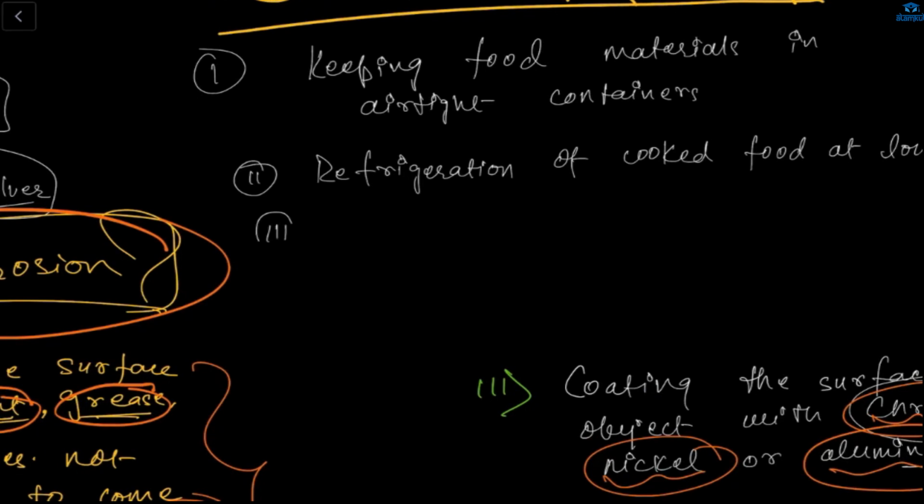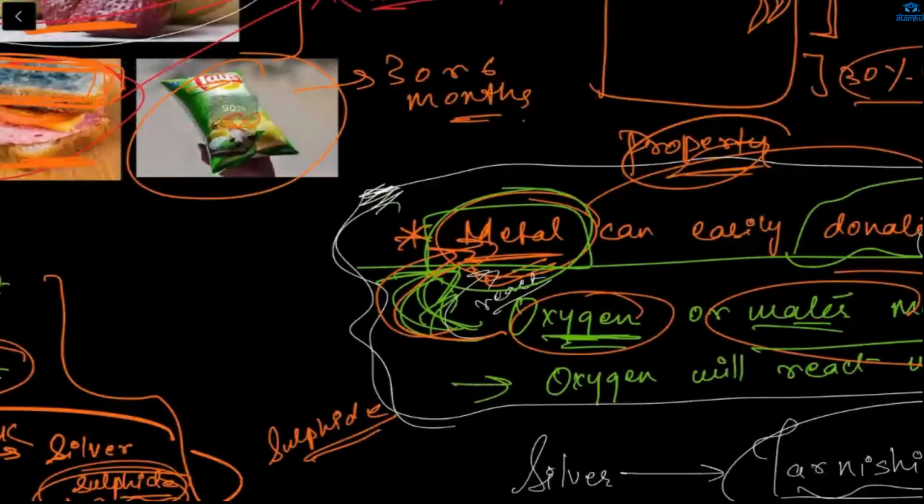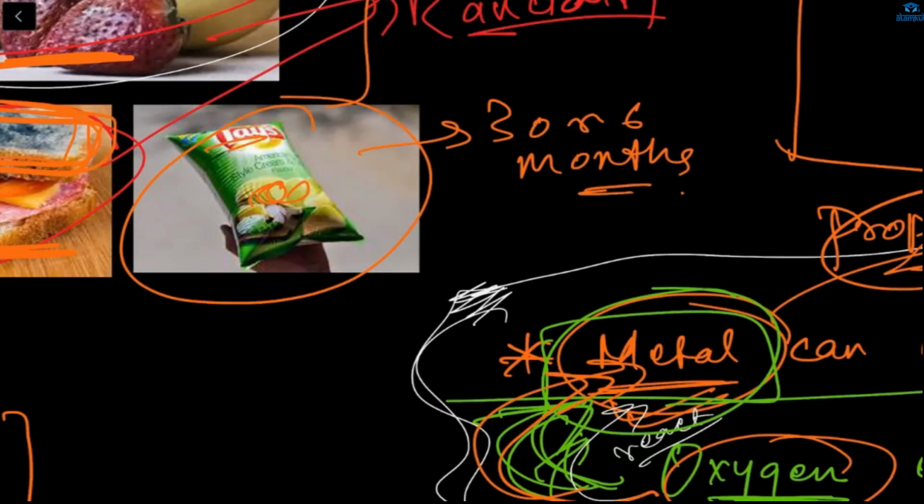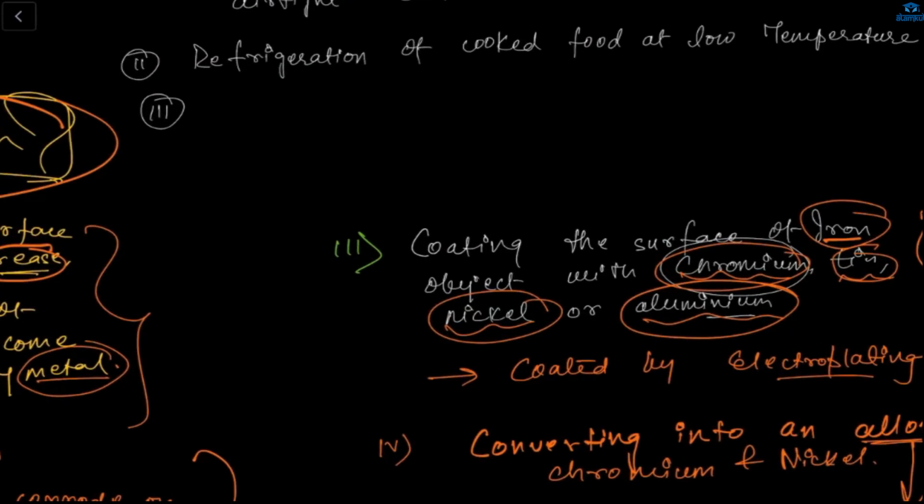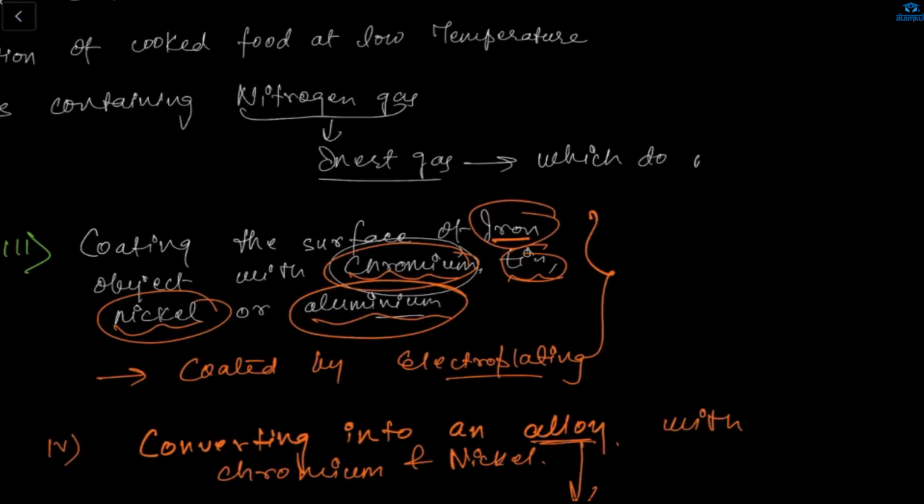And what is the third way to prevent rancidity? Packing food items like potato chips, potato wafers in packets containing nitrogen gas instead of air, because nitrogen gas is an inert gas, and inert gas does not react chemically. See, the third way: packets containing nitrogen gas instead of air, because nitrogen is an inert gas. And what is an inert gas? One which does not react chemically.